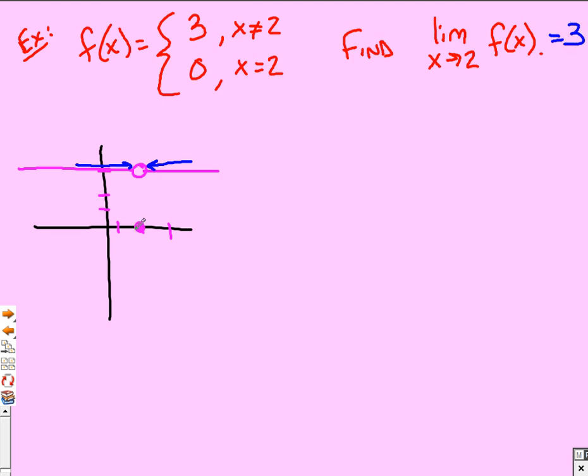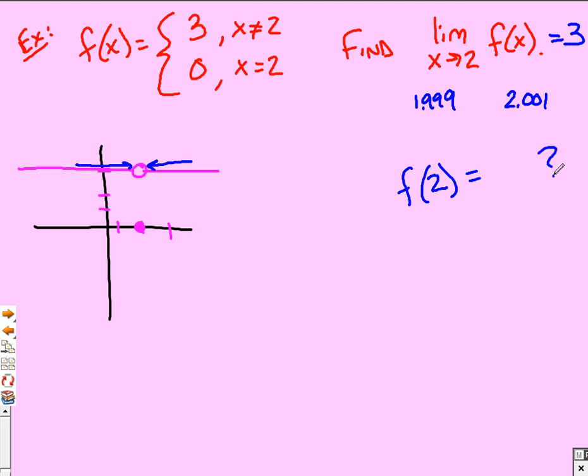Even though the dot is down here at 0, that doesn't matter. All I care about is what I'm approaching as I get really, really close to 2. Remember, we'd be looking at like 1.999 from that last video, or maybe 2.001. That's what we're talking about. Now, if they just ask straight up, what is f of 2?